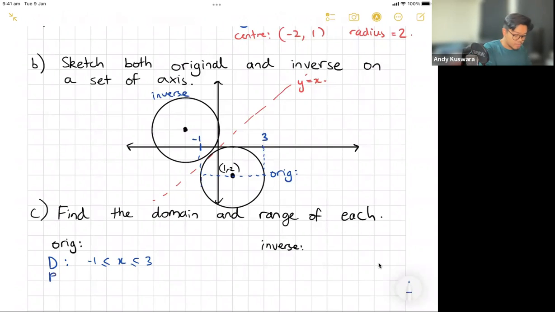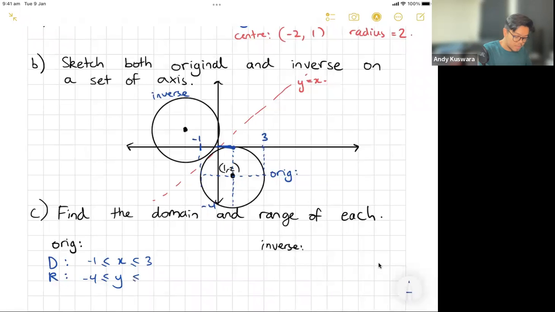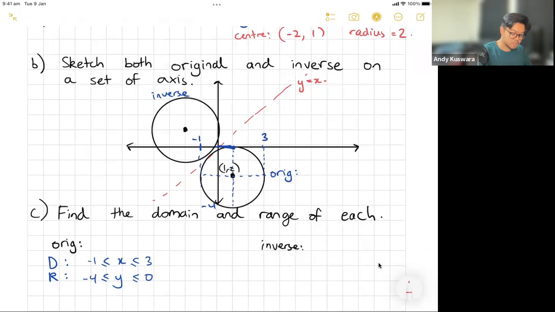All right, and if I look at my range, I'm looking at the y values, so it's going to be between -4 and 0. So y is going to be in between -4, because that's smaller, and then 0. So that means the inverse is going to be almost the exact opposite.